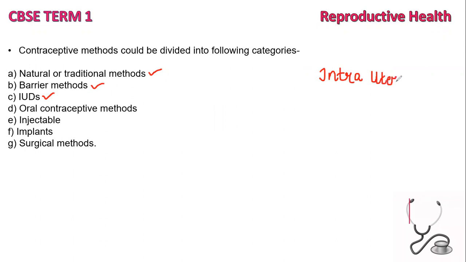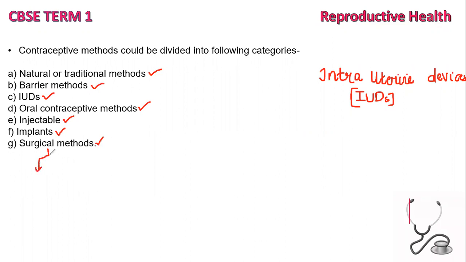Intrauterine devices, IUDs. There are various types of IUDs as well, but mainly we will tell IUDs, intrauterine devices. Oral contraceptive methods, injections or injectables, implants that are implanted under the skin, and surgical methods.